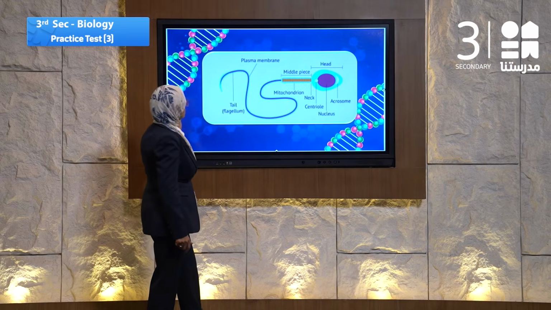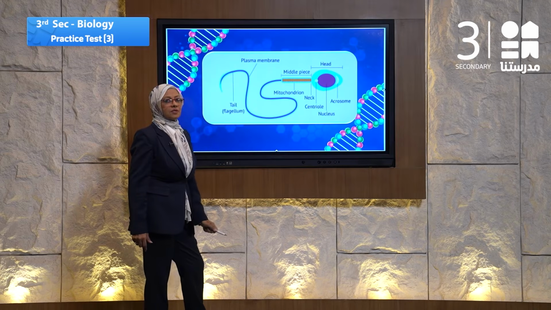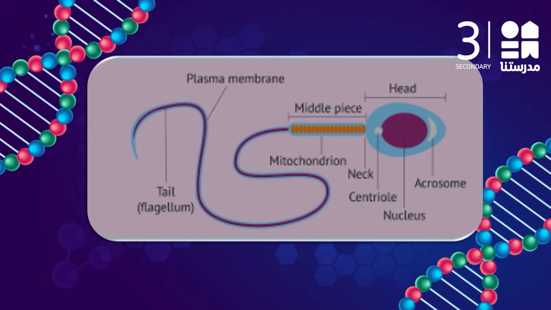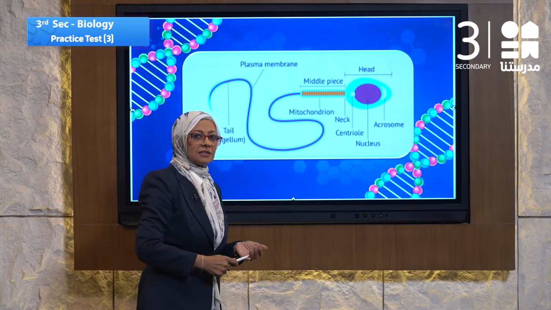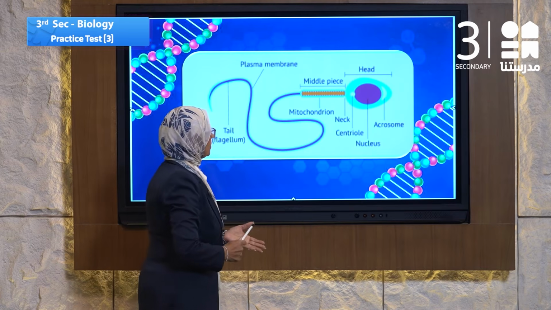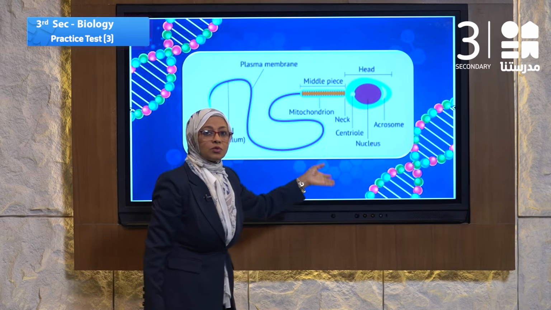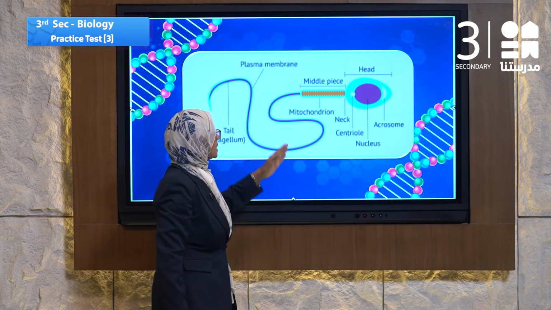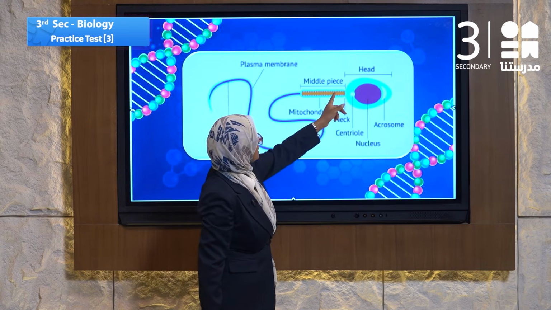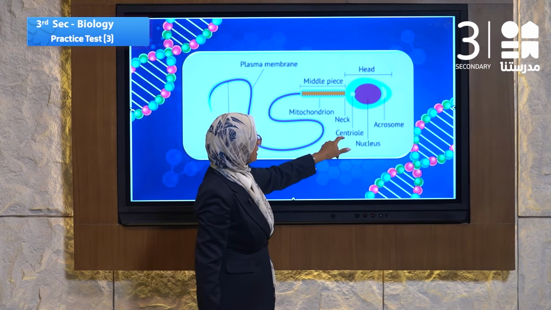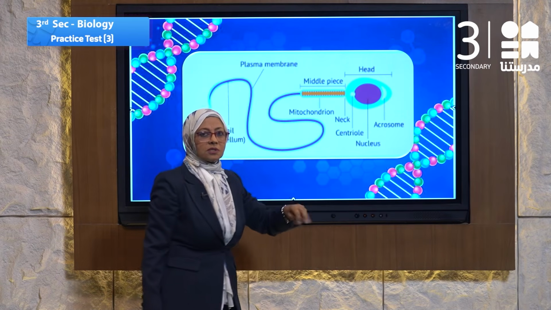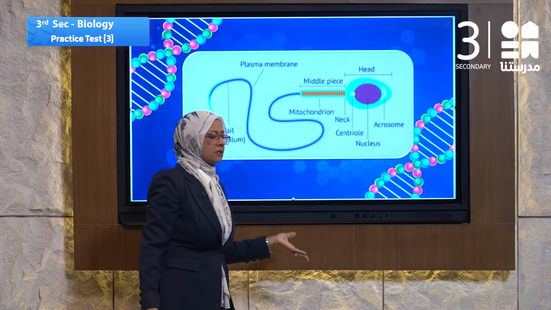So let's go to the structure of the sperm. The sperm consists of 4 parts. The first one is the head, which contains a nucleus. The nucleus here is eukaryotic, because the nucleus is surrounded by the nuclear membrane and the chromosomes are found inside it. The second part is the neck. The neck contains 2 centrioles, no DNA here.